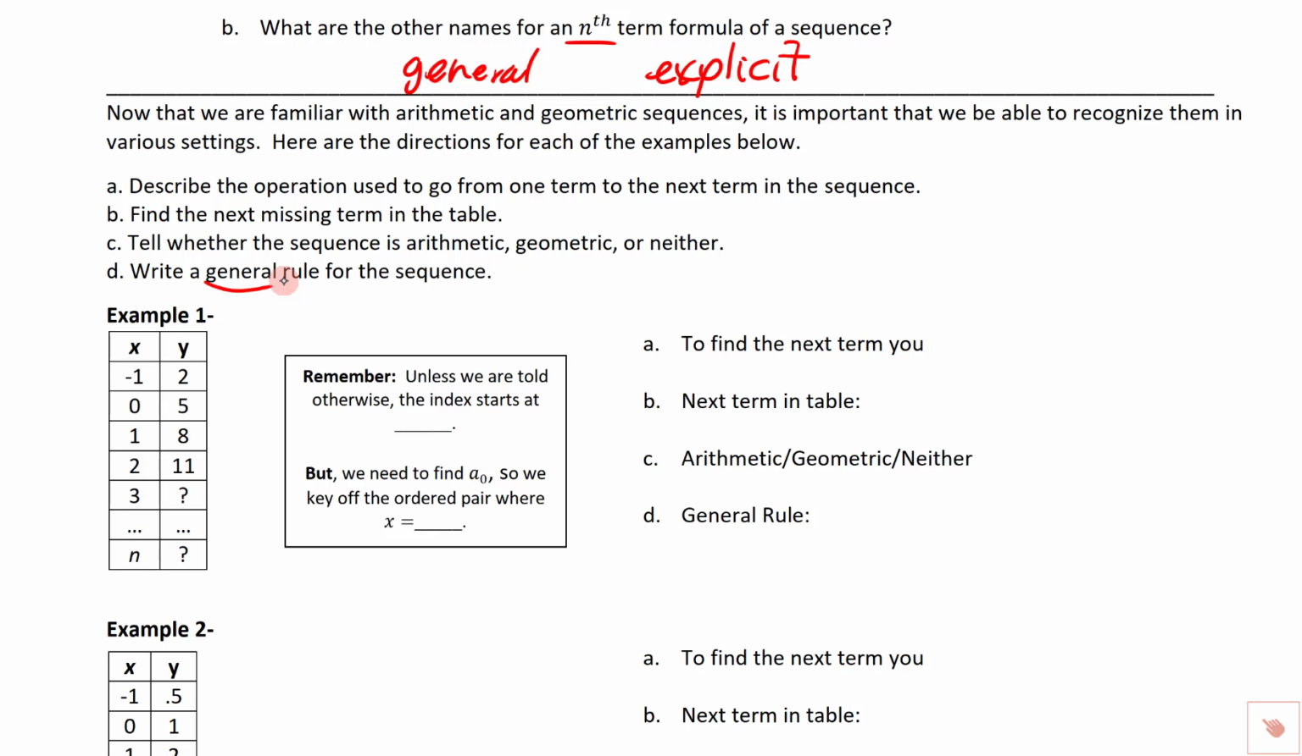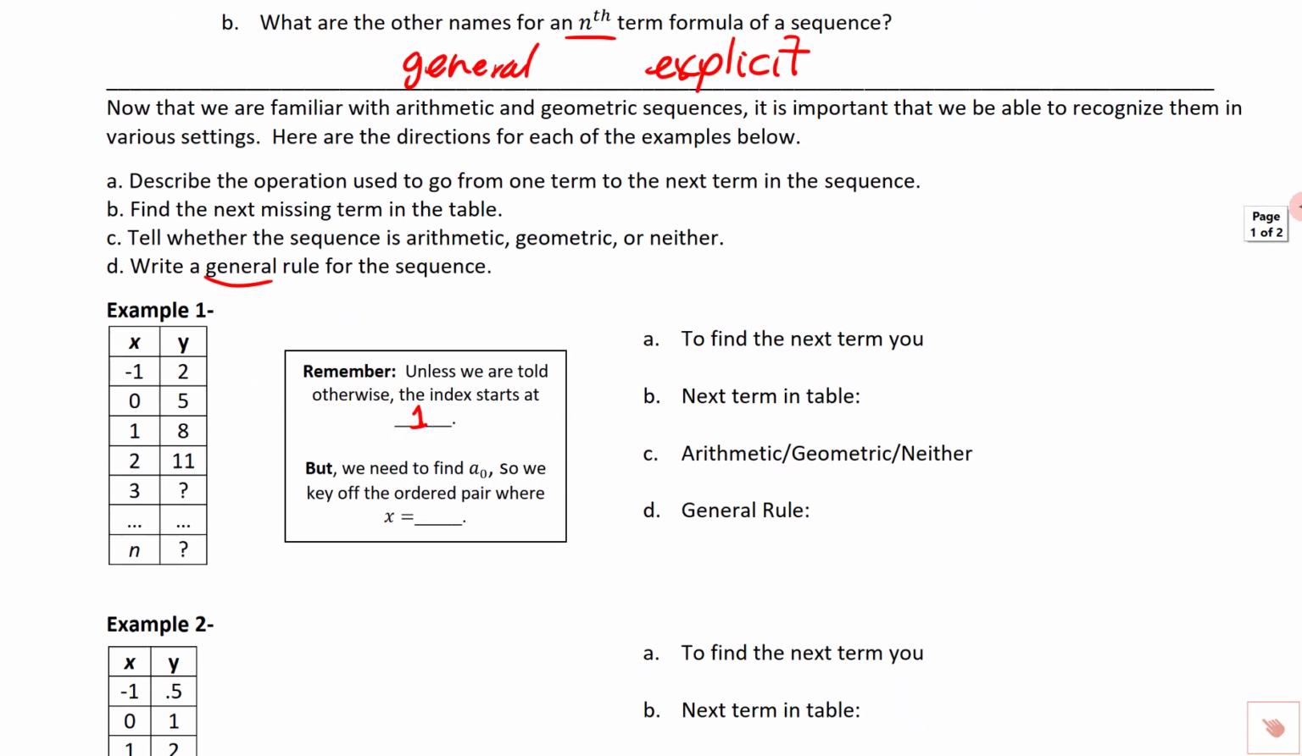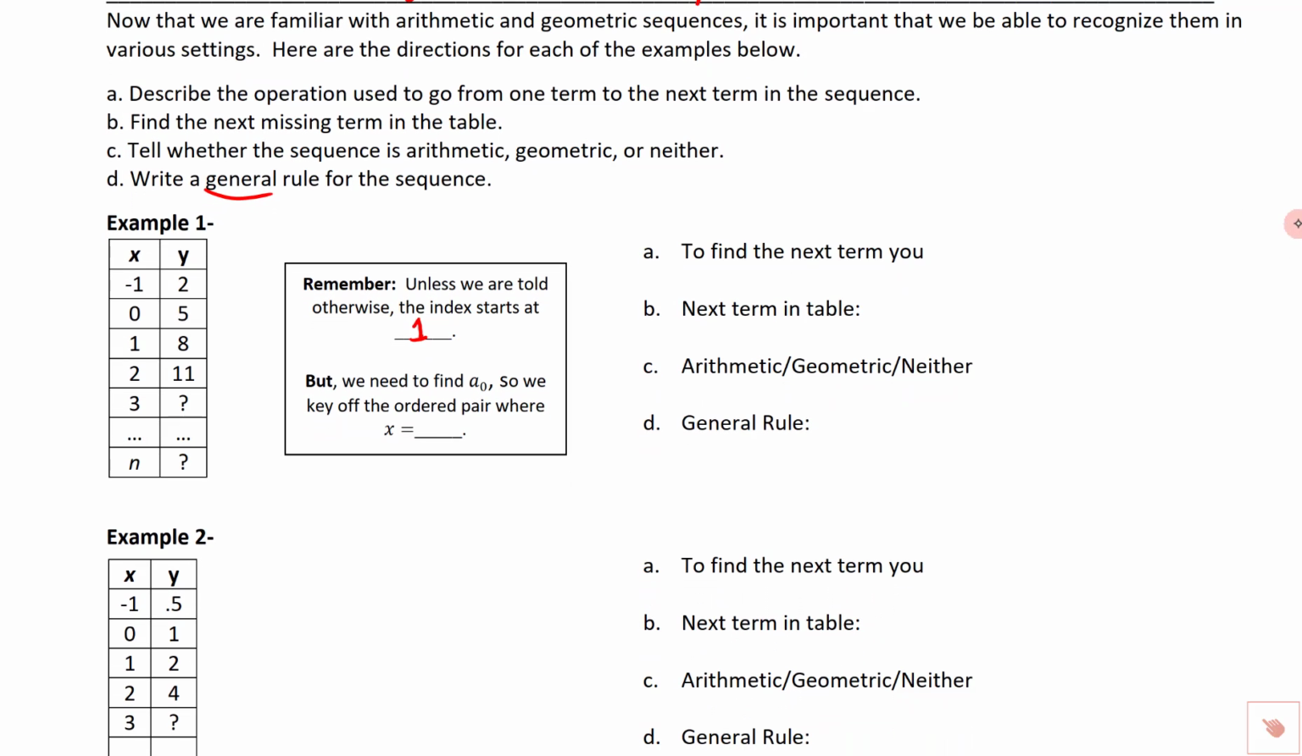Now, before we get started, just a quick reminder. Unless we're told otherwise, the index when we're talking about sequences is going to start with a 1. So we're going to put a 1 right here. But when we're writing down these general formulas in both of these cases, we needed to have that initial term, that a naught. So when we're looking at a table or a graph, what we're going to look at is we're going to key off this one right here. We're going to key off the one where x is equal to 0.